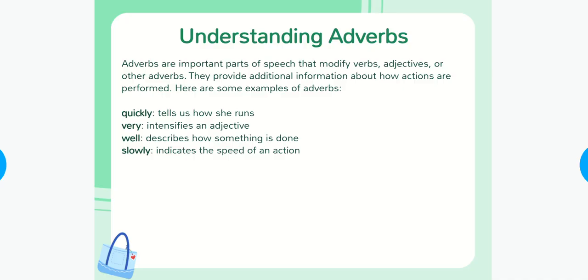Well describes how something is done. Well is an irregular adverb. It takes the place of good. So instead of saying, I speak English good, you would say, I speak English well. Slowly indicates the speed of an action. She runs slowly. The turtle walks very slowly.